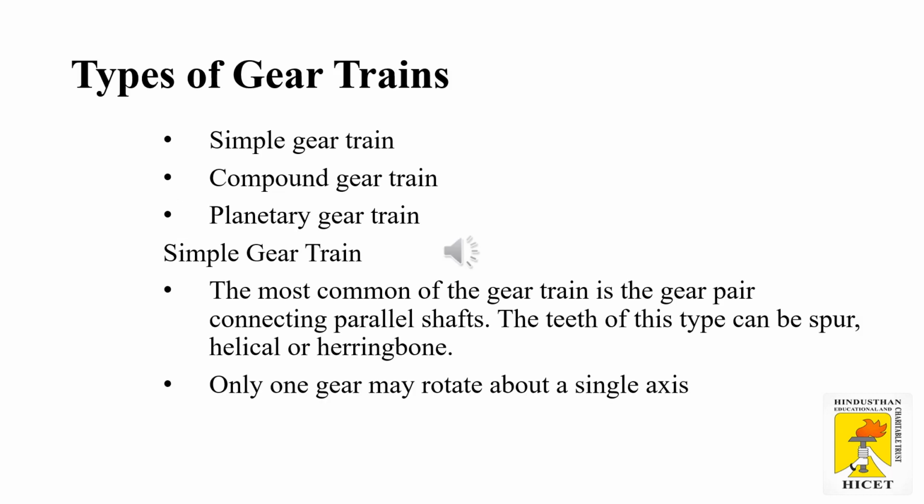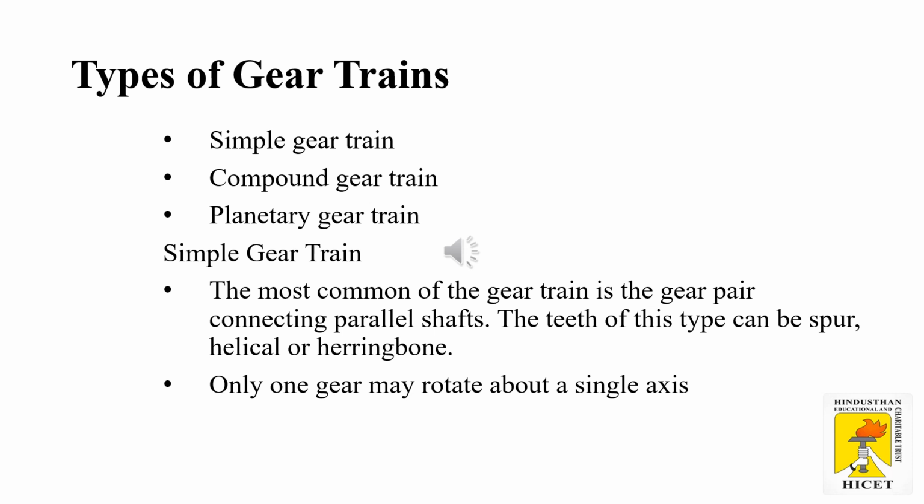Types of gear trains. Gear trains can be classified into two types: one is ordinary gear trains, another one is epicyclic gear trains. These are further classified into simple gear trains and compound gear trains. And the compound gear trains are further classified into two types: one is reverted gear trains, another one is non-reverted gear trains.